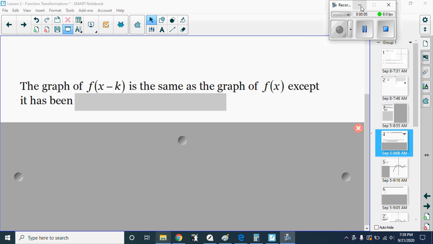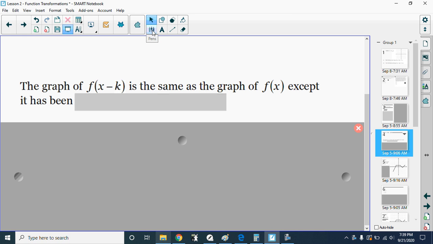This is the short notes for lesson 2 of unit 2. It's on function transformations. I'm going to go through it kind of quick. So if you are unable to write as fast as I'm talking, by all means, pause the video, get down what you need to write down, and we'll go from there.